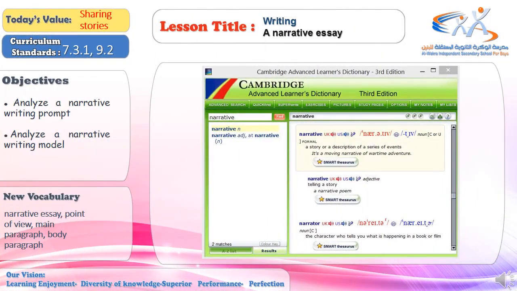First of all, let's have a look at a simple definition of the word narrative. Narrative is a story or a description of a series of events.